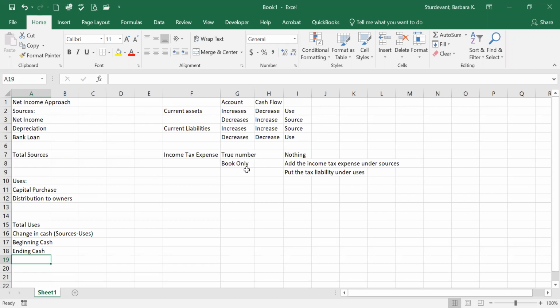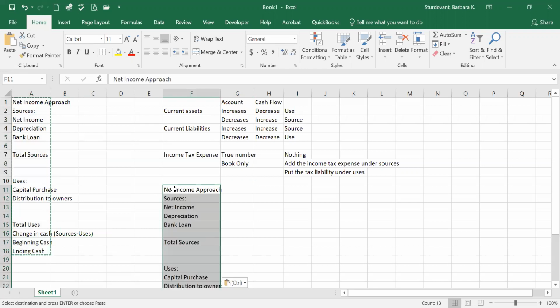If there's no tax liability or anything on the bottom, then you don't do anything with the income tax expense. That really is the only tricky thing I think there is to these, just making sure you check out the income tax. Okay, so I'm going to cheat here. We have 3 different years here.